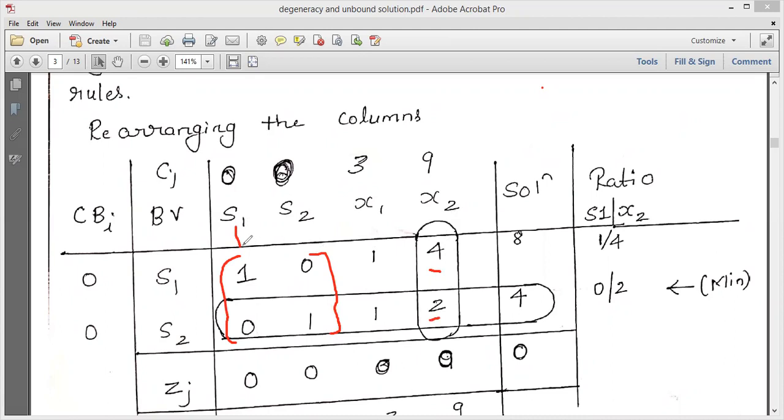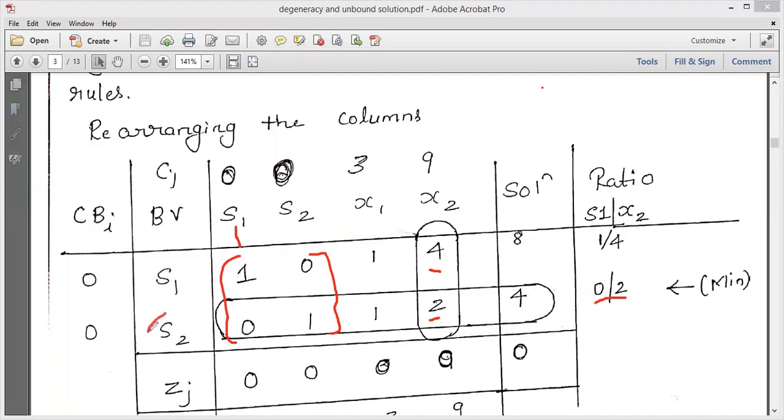So we divide the S1 values by the key column values: 1 divided by 4, again 0 divided by 2. That is S1 divided by X2. 1 by 4 you will get 0.25, again 0 by 2 you will get 0. Both are unique values, 0.25 and 0. So among these two values, we have to pick the minimum one. This is our minimum one, so after picking the minimum value, this will be our key row.